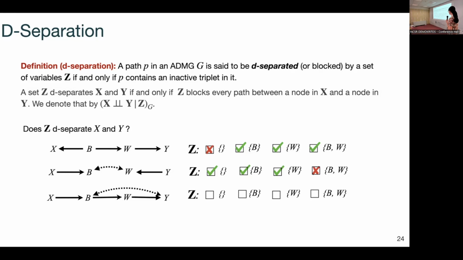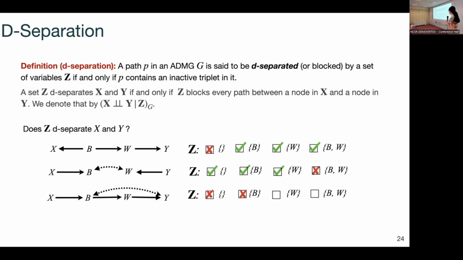Who can tell me what set here d-separates both? You. You can tell. He's telling this the empty set. So the empty set makes this triplet inactive. What about the other? Is it still active? So it doesn't work. Do you all agree? Yeah. What about B? Doesn't work as well because now you open this collider and then this path is open. What about W?